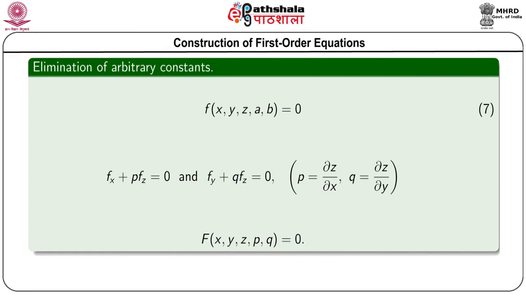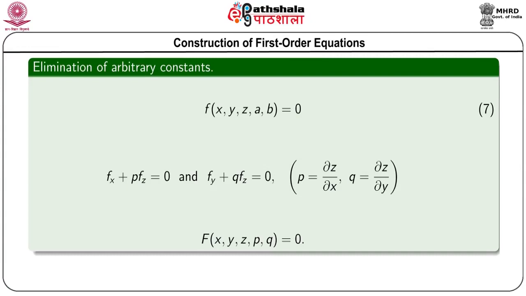Now, if we differentiate equation 7 with respect to x and y respectively, we will get the equations f_x + p f_z = 0 and f_y + q f_z = 0, where p = ∂z/∂x and q = ∂z/∂y.